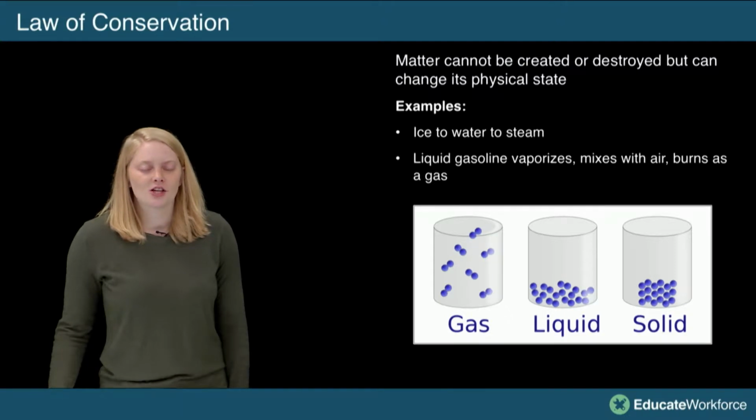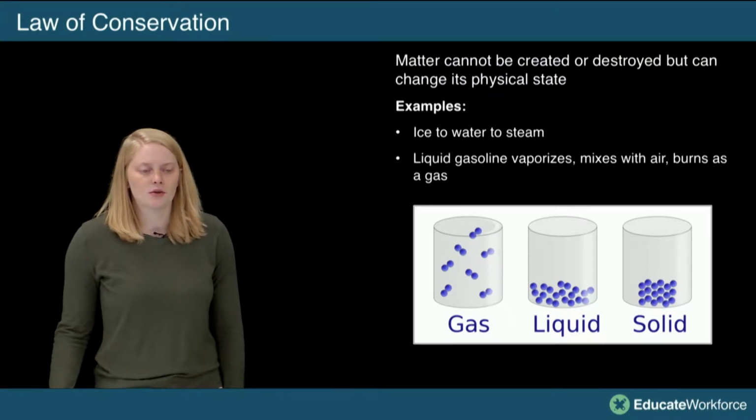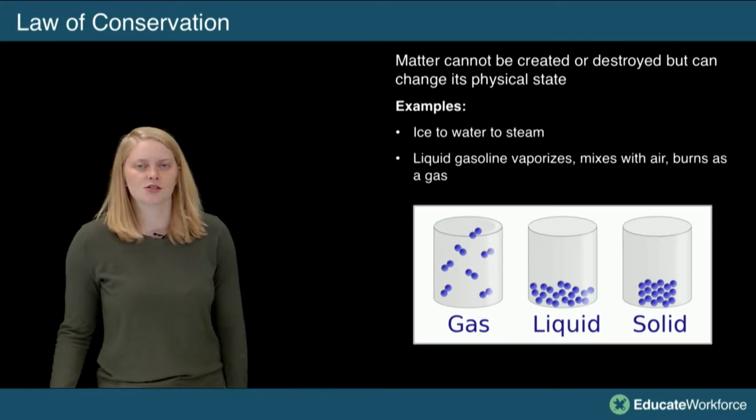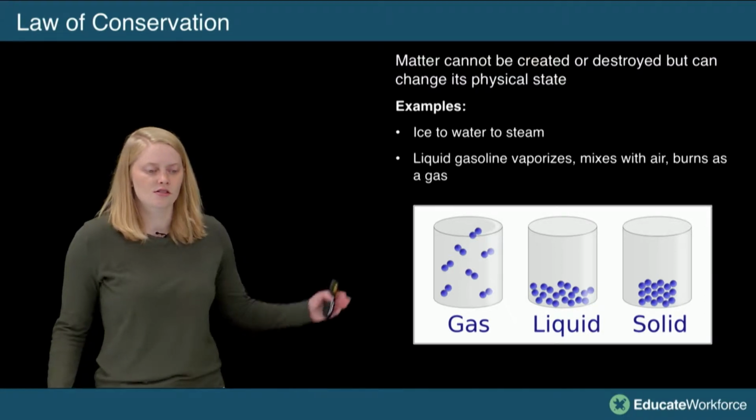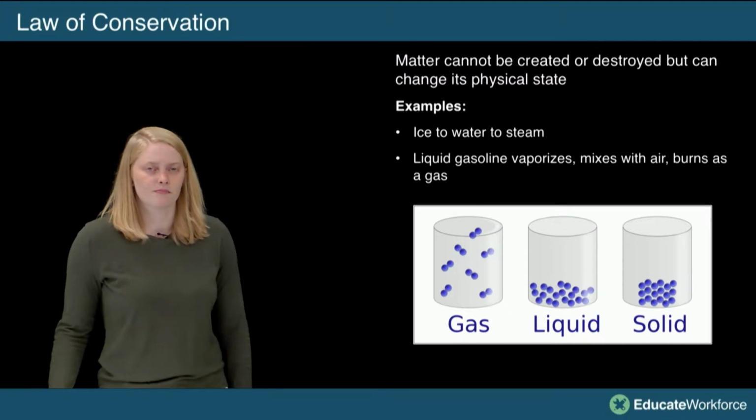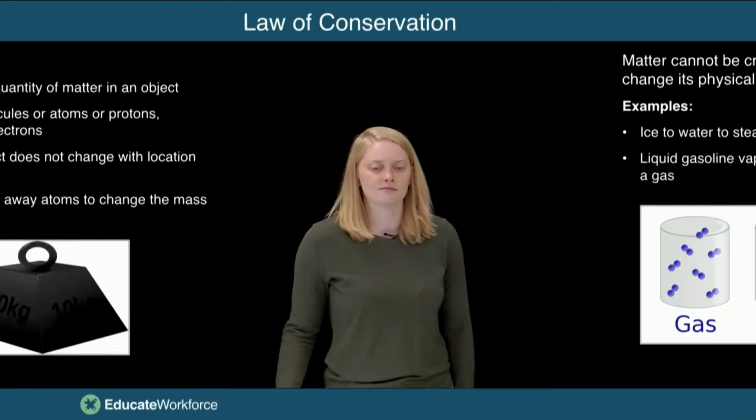The law of conservation states that matter cannot be created or destroyed, but it can change its physical state. An example of matter that changes state is when ice changes to water, which then changes to steam. It starts as a solid, goes to a liquid water, and then changes into steam. Another example is liquid gasoline that vaporizes and mixes with air and then burns as a gas.